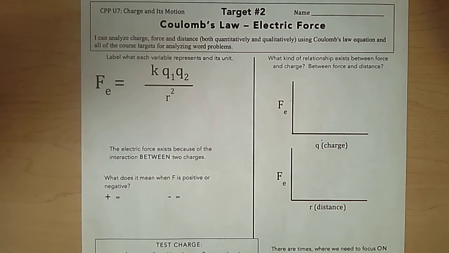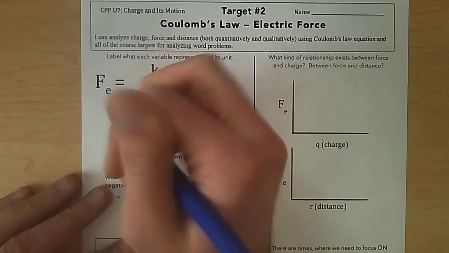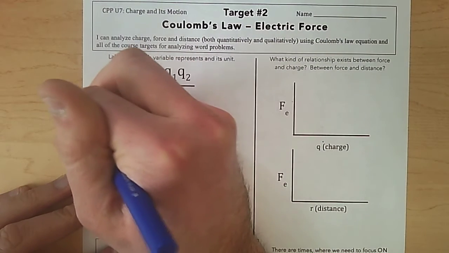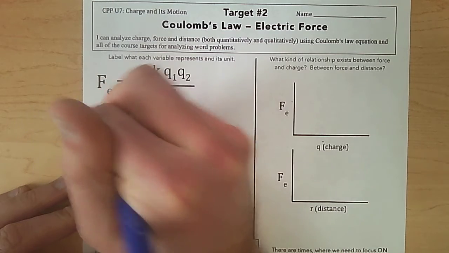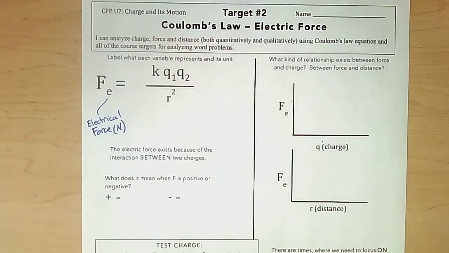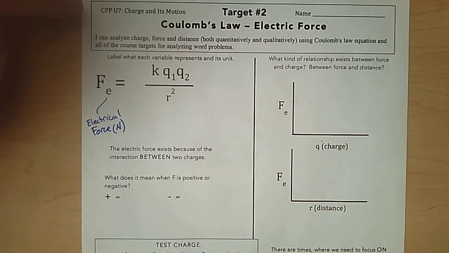In order to determine that, we have an equation, and that equation tells us what variables affect my electrical force. First of all, this is my electrical force, and we measure that just like any force, in newtons. Then what are my other variables going to be in this case?